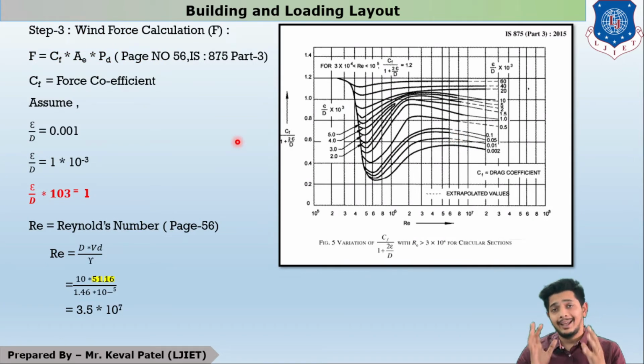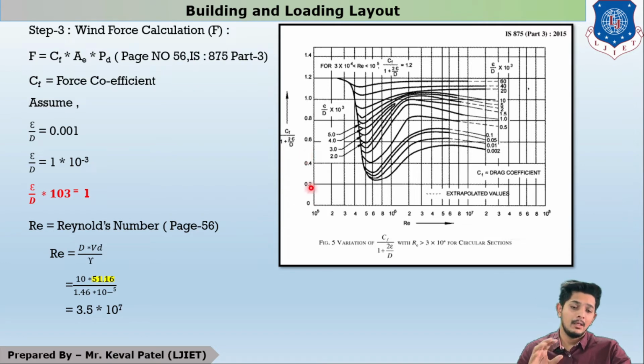For water tanks or any structure retaining aqueous things or liquid kind of materials, we have to calculate with Reynolds number. What is that? Let us see. Here there is a graph, figure number 5, which is given in reference of page number 56 of IS 875 part 3 2015. In that, CF would be found out through this graph. This graph is what? Let us see that. It is RE, Reynolds number, versus CF upon 1 plus 2 epsilon by D.